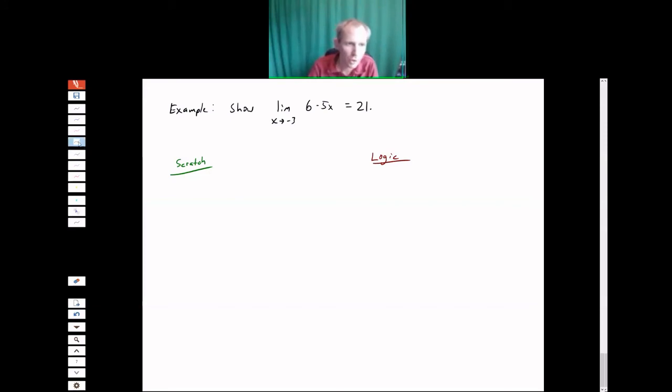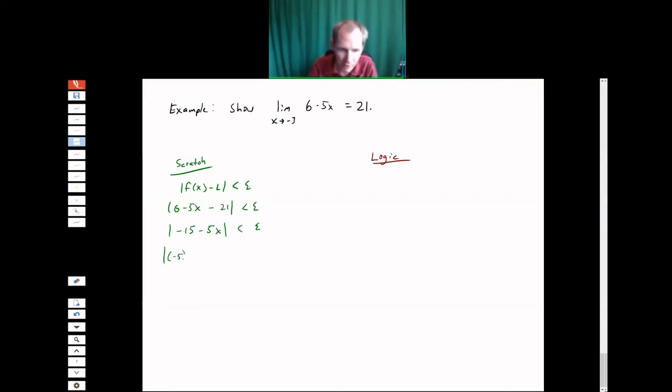Okay. So for the scratch work, we work backwards. We start off with what we want to end with. |f(x) minus L| is less than epsilon. And we fill in the pieces. f(x) is 6 minus 5x. The L is 21. And we see what we have, right? So I start combining stuff. So 6 minus 21 gives me a negative 15. Okay. And I can factor that.